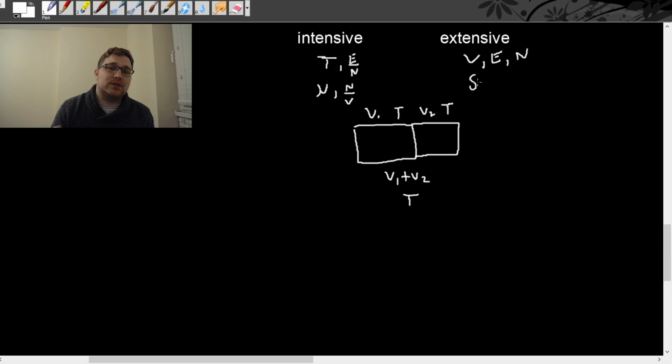The entropy is also an extensive quantity. Combining two systems will, in general, grow the entropy linearly with the system size. So let's do a quick summary.